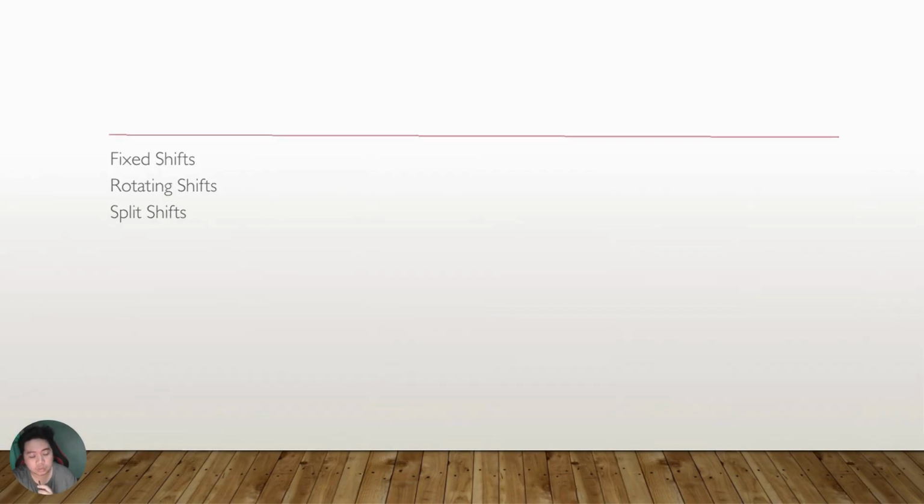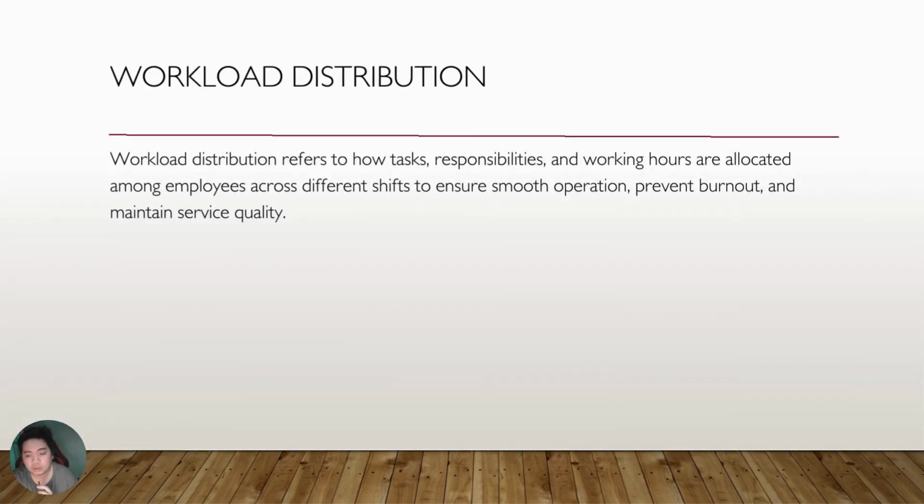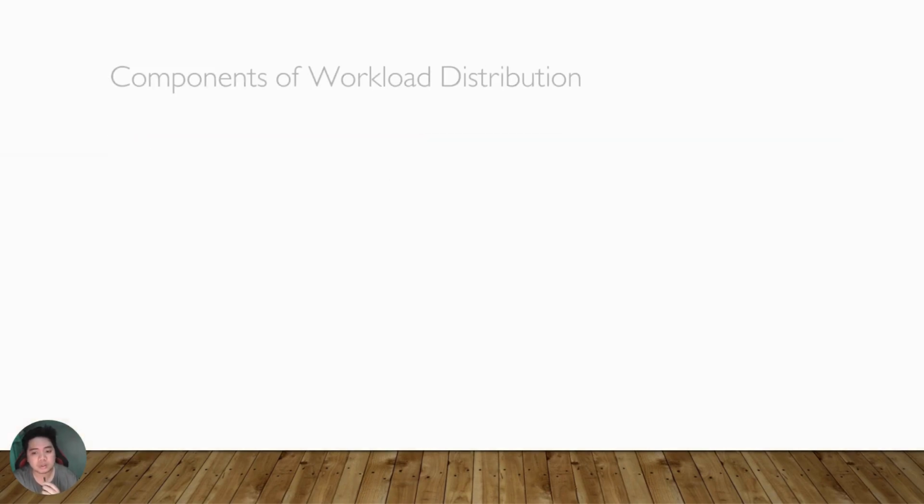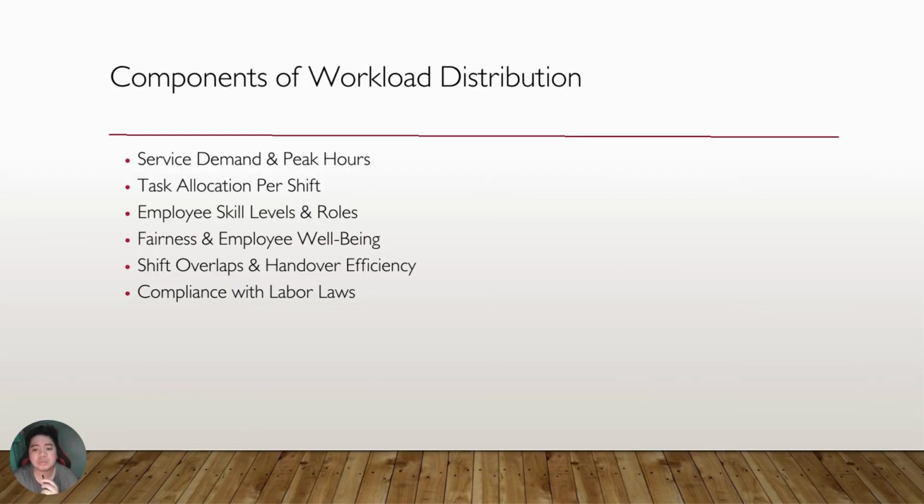Let's now go to workload distribution. Workload distribution refers to how tasks, responsibilities, and working hours are allocated among employees across different shifts to ensure smooth operation, prevent burnout, and maintain service quality. So what are the components of workload distribution? It has the service demand and peak hours, task allocation per shift, employee skill levels and roles, fairness and employee well-being, shift overlaps and handover efficiency, and lastly, compliance with labor laws.